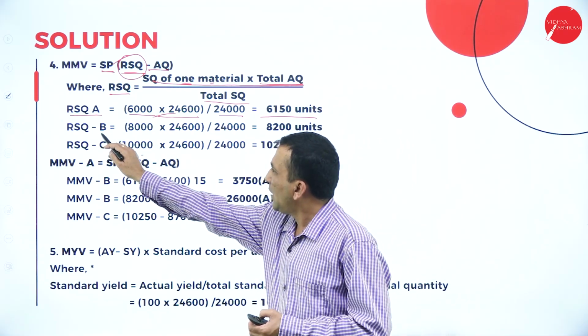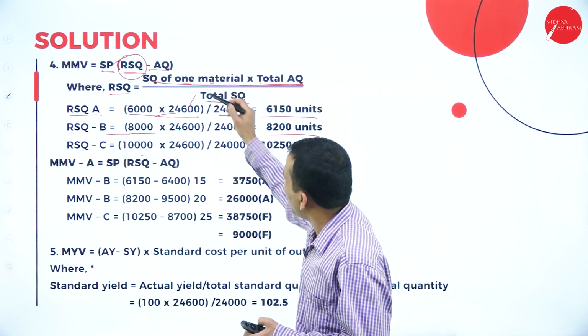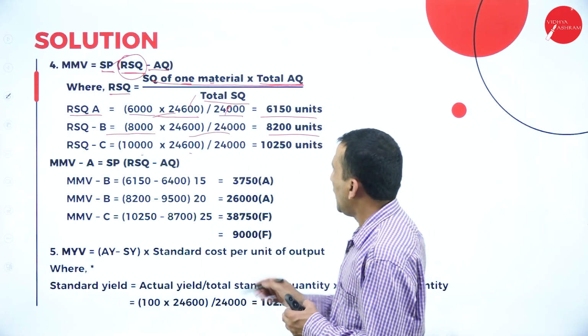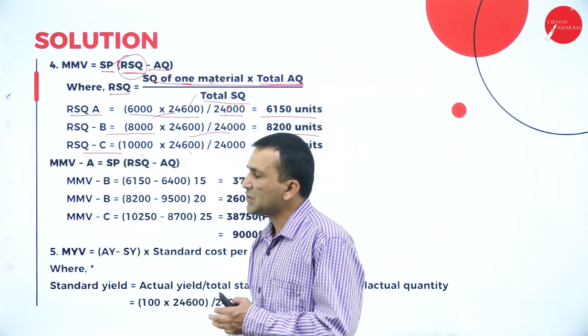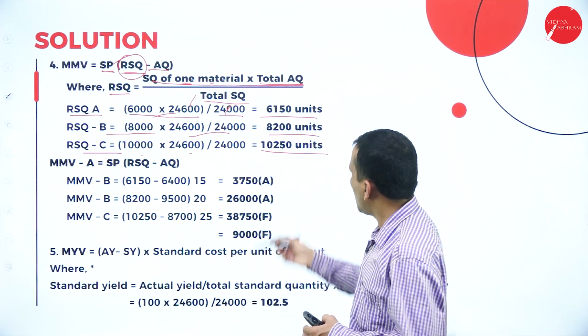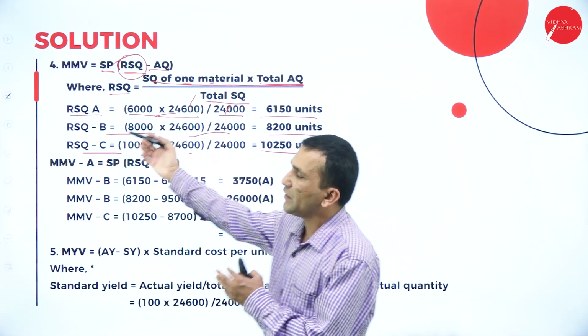Under material B revised standard quantity 8,200, because which is a common, right? So this one is common, only the standard quantity is varied. And the material C revised standard quantity, we are getting 10,250. So once we get the material revised standard quantity, we need to do for the separator.